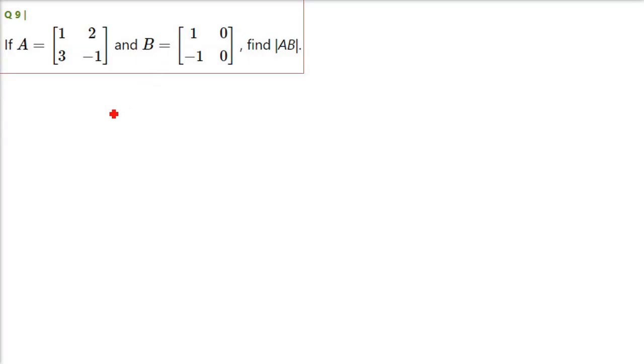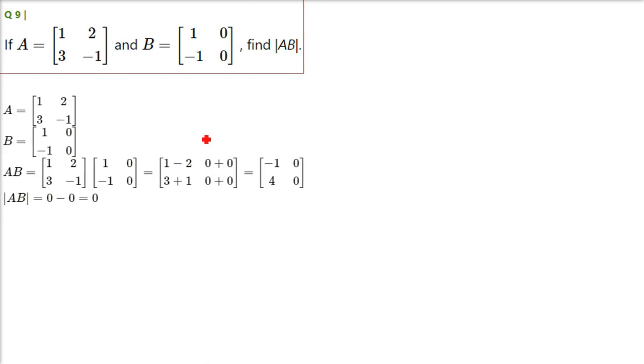Now this is A, this is B. If you see the question properly, determinant A, determinant B and determinant AB. These are 3 things which we have to do. So what we'll do, we will multiply A into B. Then we will take the determinant. That is 1, 3, 2, minus 1 I am taking. This is A. And now I am taking this as B, 1, minus 1, 0, 0. So first we will multiply this row with this column. So what we'll get here?